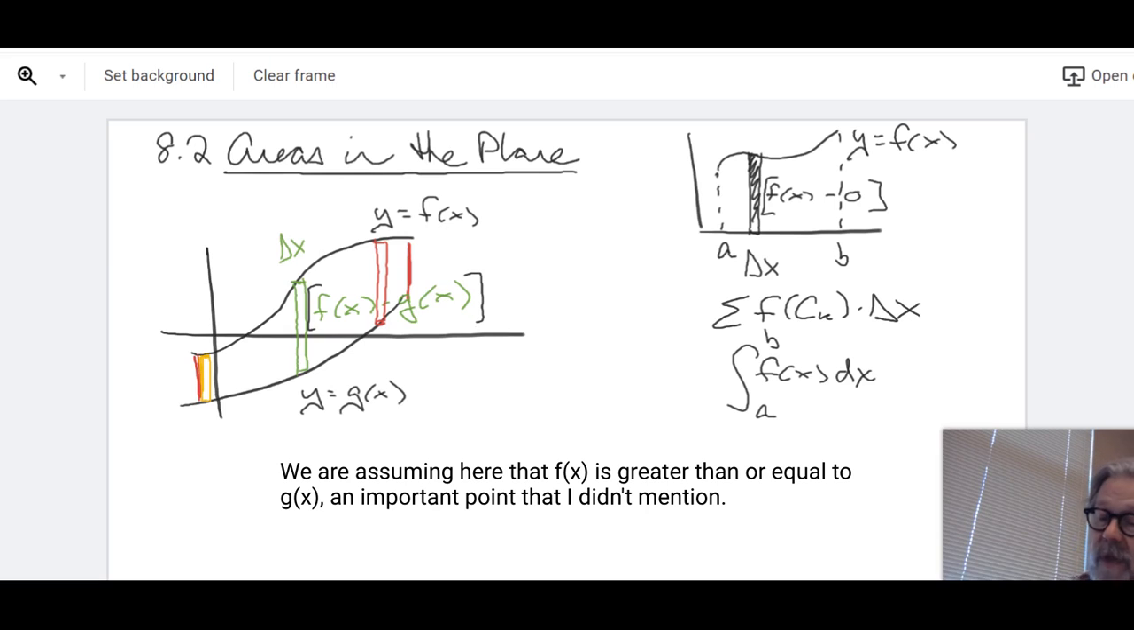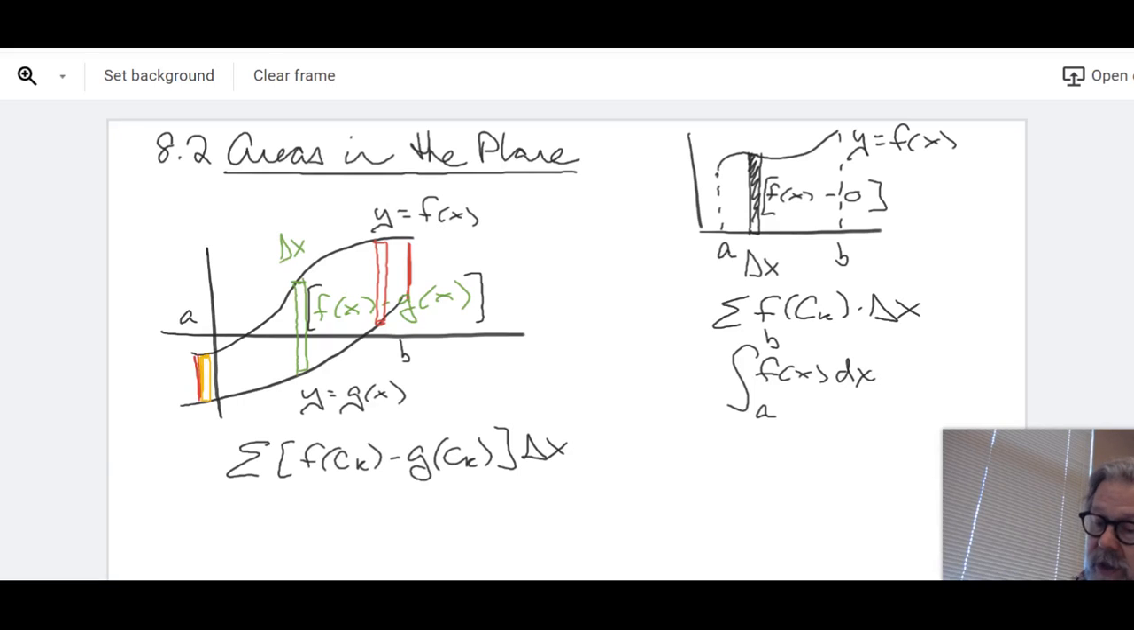All right. So how do we find the area from A to B? Well, we take the sum of the f of c sub k minus g of c sub k, times the width of the rectangles. We'll assume constant width. And now we have the integral from a to b of f of x minus g of x dx.